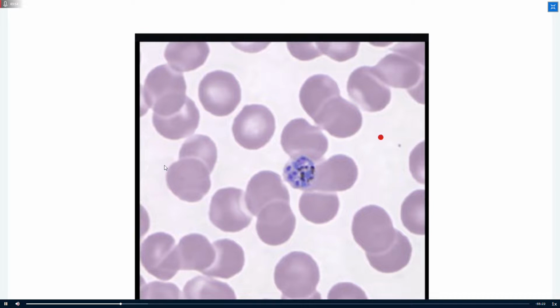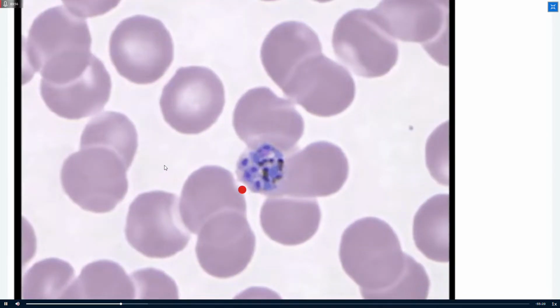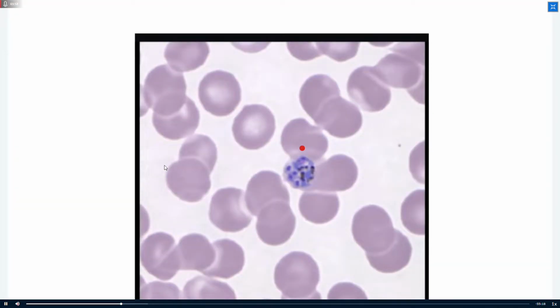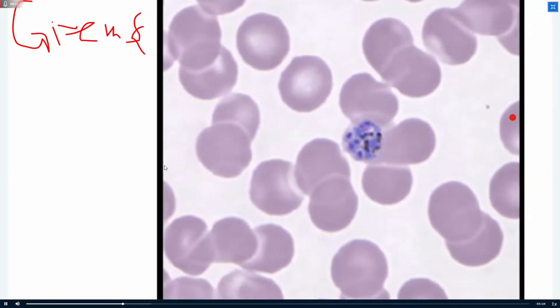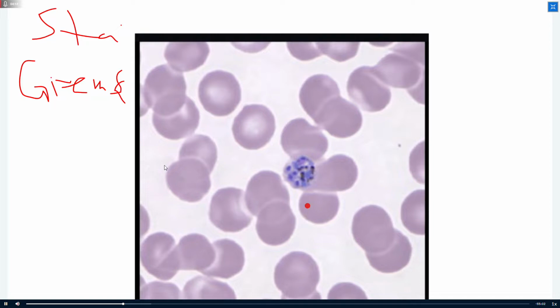So this is the example, class, of your Schaffner's granules. What stain would you use for your malaria, class? Anong stain? What's the stain? Giemsa. So don't forget your Giemsa, ha? So they would appear like this, class, yung malarial stippling.